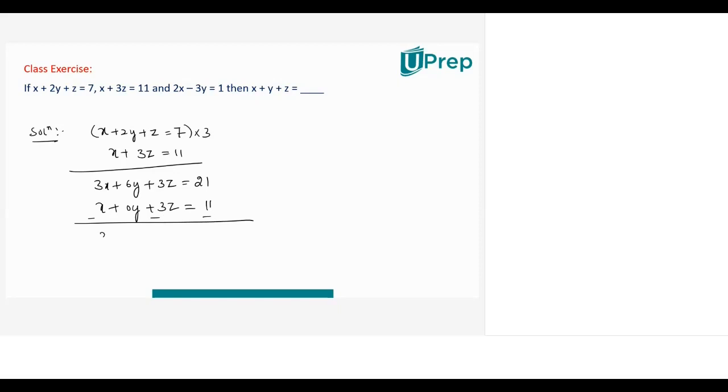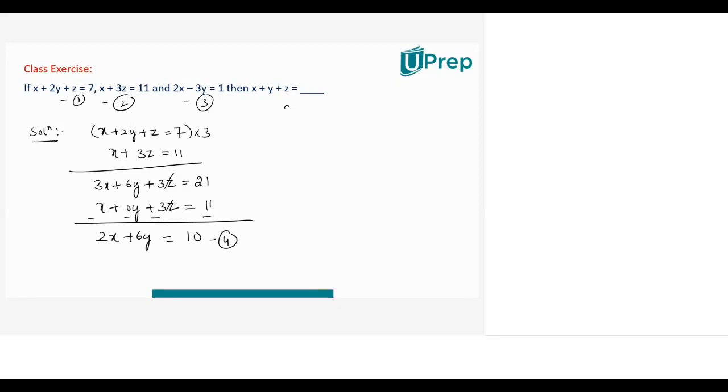So what do you have? 3x minus x is 2x. Already you have 6y minus 0y, obviously it is 6y only. Now clearly your z gets cancelled. So on the RHS, your 21 minus 11 is 10. Now clearly you have 2x plus 6y is equal to 10. Now let us assume this is your fourth equation, and this is, let's say, your third equation.